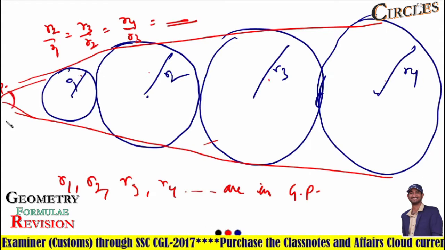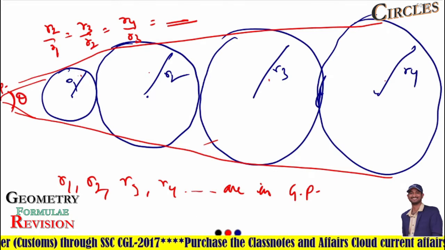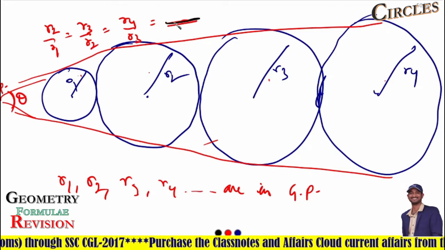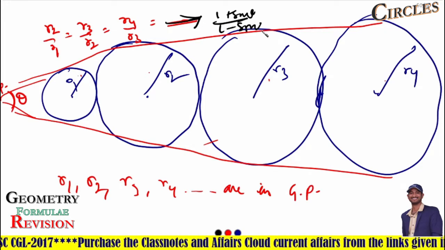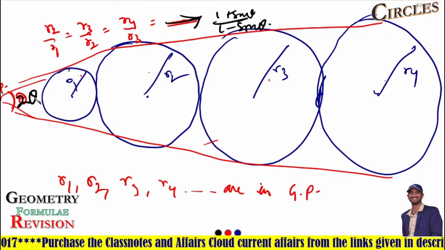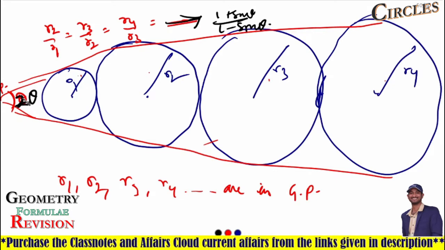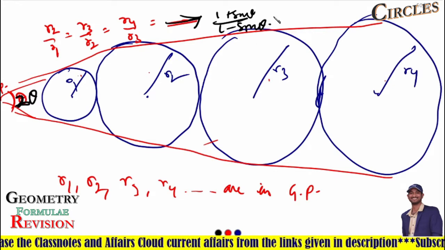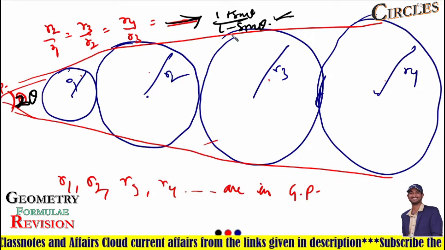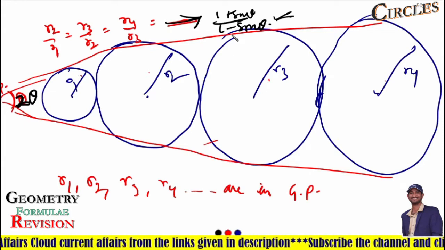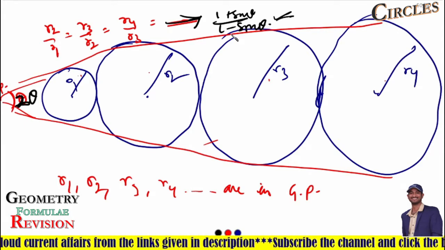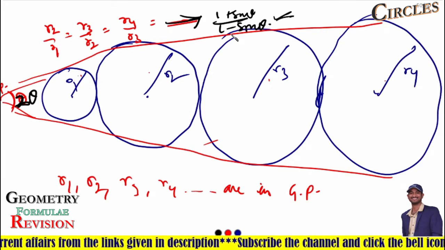And what about this ratio? If the angle between the tangents is theta, then the common ratio is equal to 1 plus sine theta by 1 minus sine theta. Sorry, here 2 theta is the angle between the tangents. If 2 theta is the angle between the tangents, then the common ratio is 1 plus sine theta by 1 minus sine theta. This is one important thing in externally touching circles.